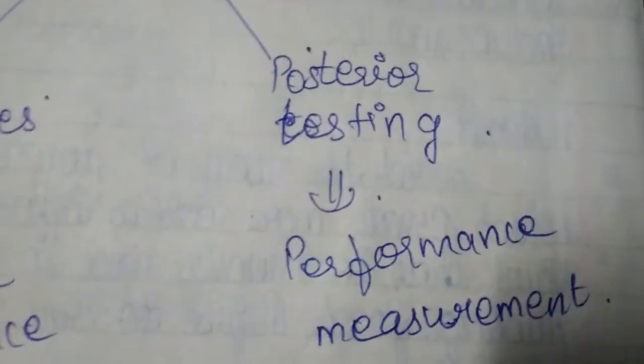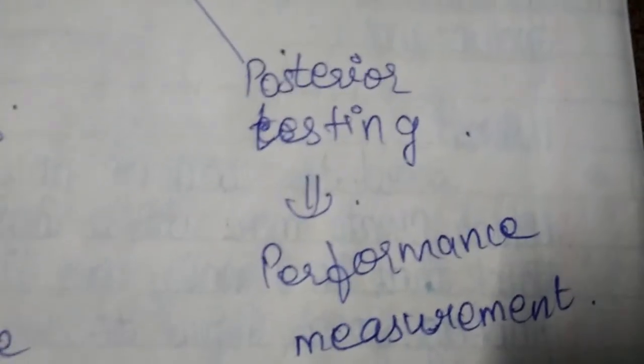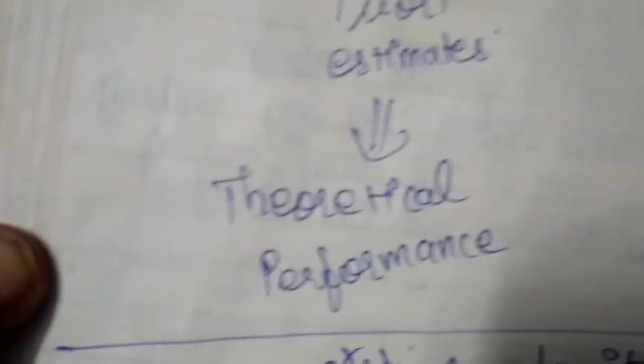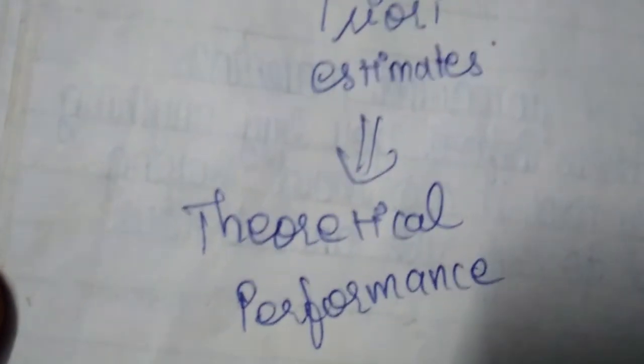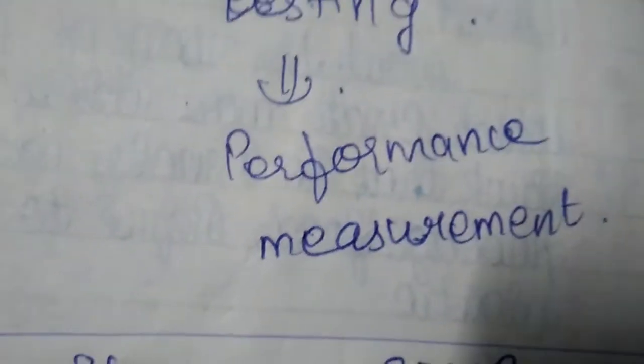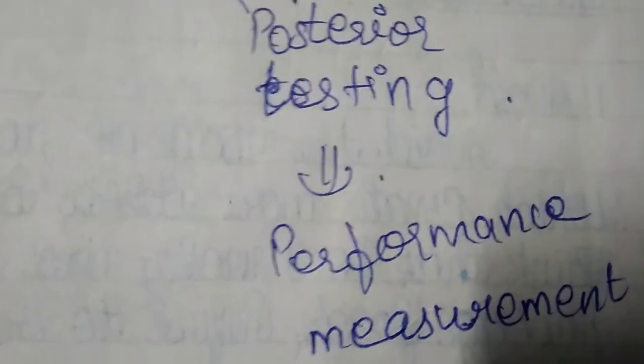Okay, next we are going to have posterior testing. In this we are going to have a performance measurement. Performance means how fast the algorithm will be executed. Here, theoretical means how many steps the algorithm is going to have to solve the problem. Here, it is how fast the algorithm or the programming language is going to execute. This is called posterior testing. This is called a performance measurement.